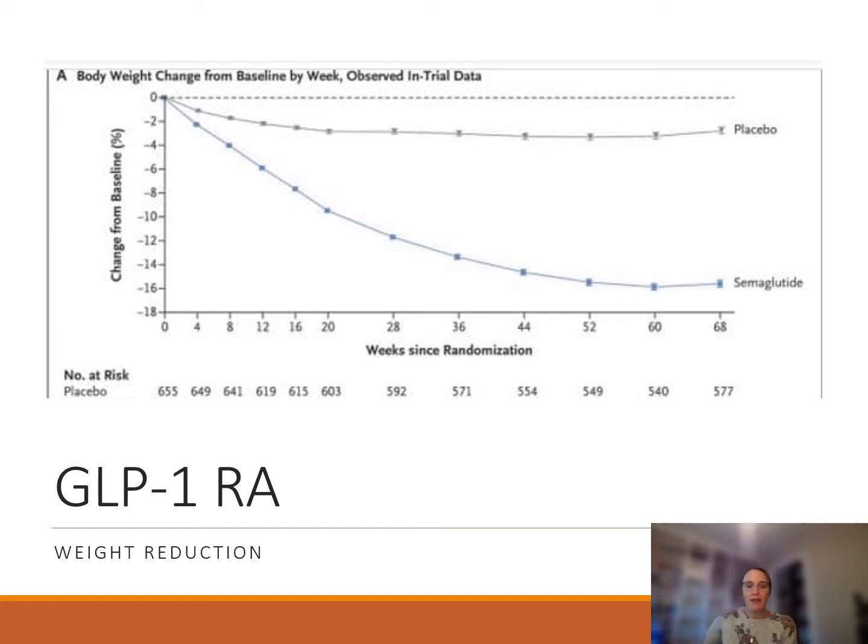The other big benefit of GLP-1s, and I've got to tell you, at the time of this recording there was a national shortage of Ozempic because so many people are losing weight on it. In all the years I've been doing endocrine, we have not had drugs that work so well on weight. As you can see here, when you look at semaglutide versus placebo up to 68 weeks after starting semaglutide, weight reduction is pretty significant. In some cases, we get 15%, even more, of total body weight lost with these medications.